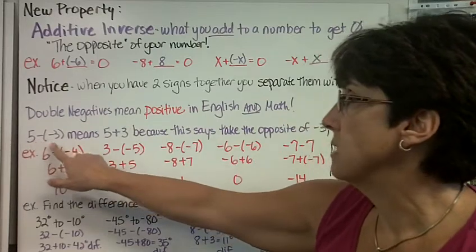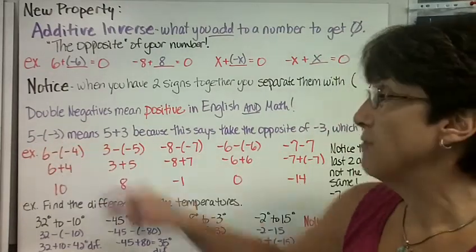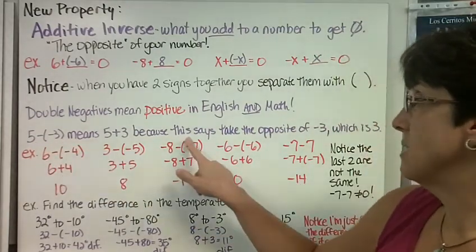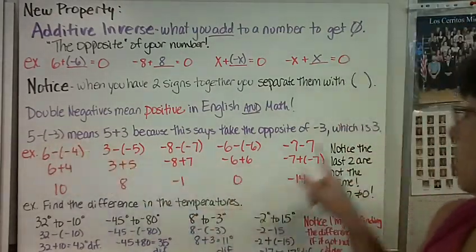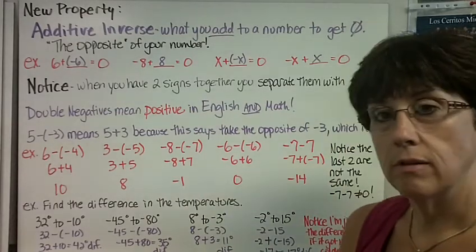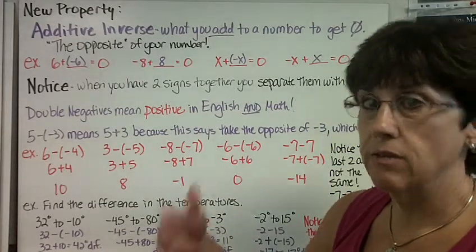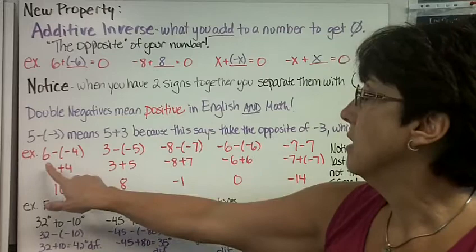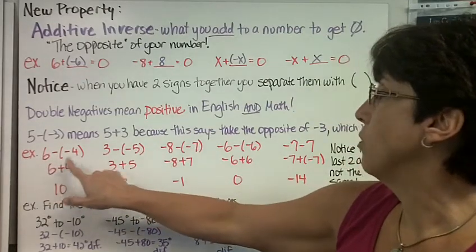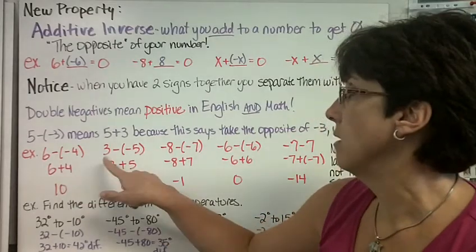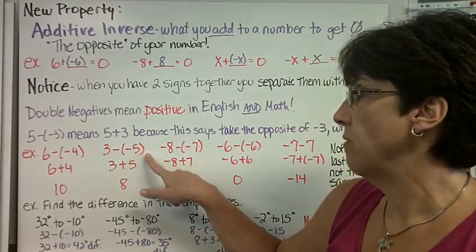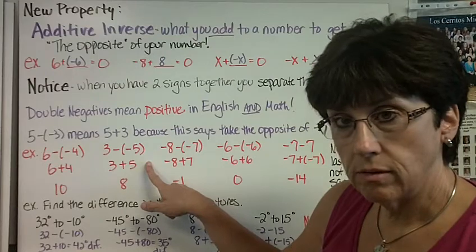5 minus negative 3 means 5 plus 3, because what this really says is take the opposite of negative 3, which is positive 3. So taking the opposite of a negative is positive, so that means add. So 6 minus negative 4 is the same as 6 plus 4. That's a nice one. 10. 3 minus negative 5, 3 plus 5.